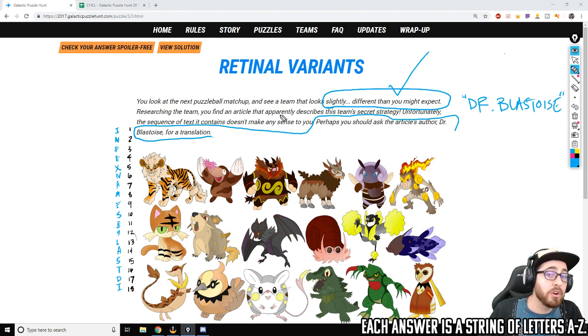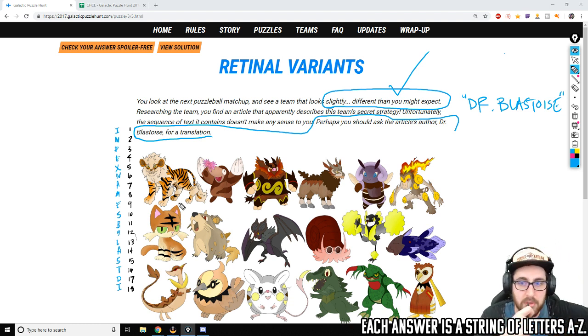You find an article that apparently describes this team's secret strategy. I don't know if there's something in common between these or by row. I don't know if we number these ones like 1, 2, 3, 4, or if there's anything related to that. I'm not entirely sure. Or if we took the first names of all these and indexed them, or put them together in some way, maybe that would come up with one of our ciphertexts.